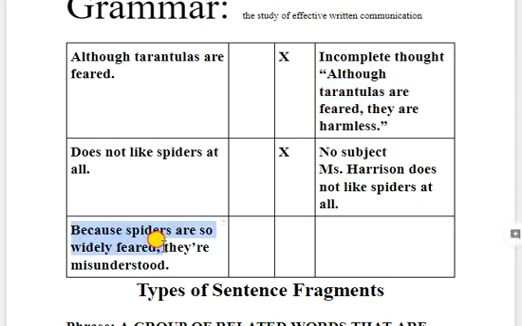Because spiders are so widely feared, they're misunderstood. So you can start with a word like because or although. Those are called conjunctions. There's a specific type of conjunction. If you don't know what the word conjunction means, don't worry. But you can start with those types of words. You just have to answer it later. You have to answer for it. So yes, this one is a complete sentence. Why? Because it has a subject, verb, and it's a complete thought.